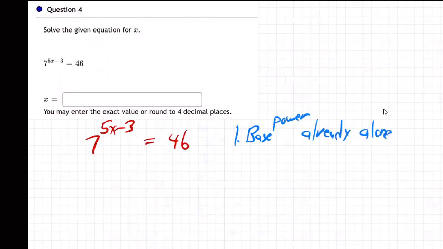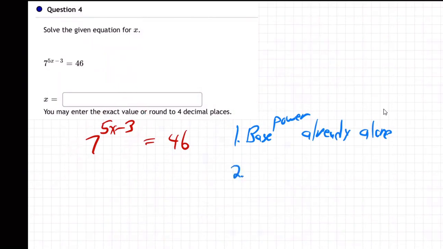But if we had a 5 multiplied out here, then we would divide both sides by 5. Or if we had a 3 added, then we'd have to subtract 3. We'd have to get rid of anything that's with the base to power piece. But there's nothing. The base to power is already alone. So good, that's done.